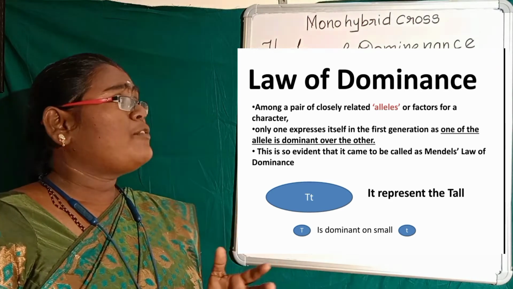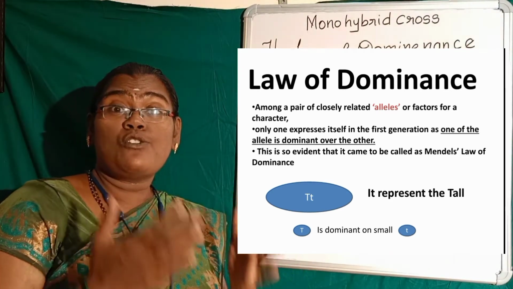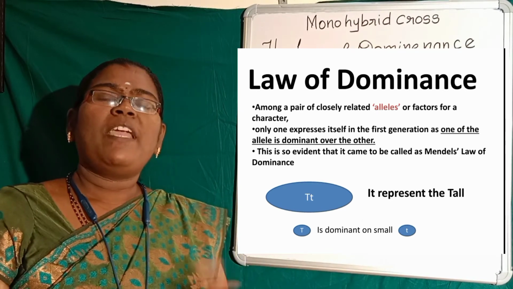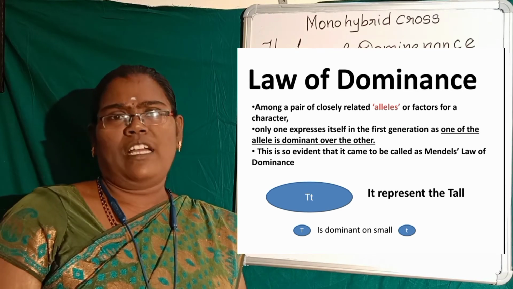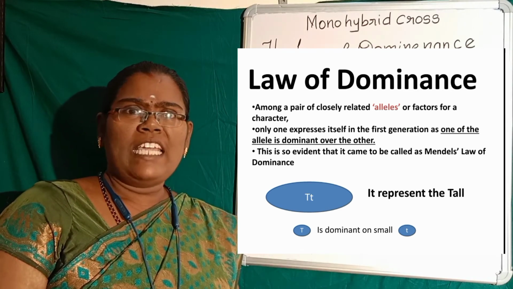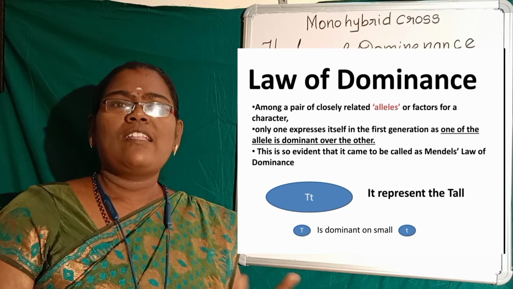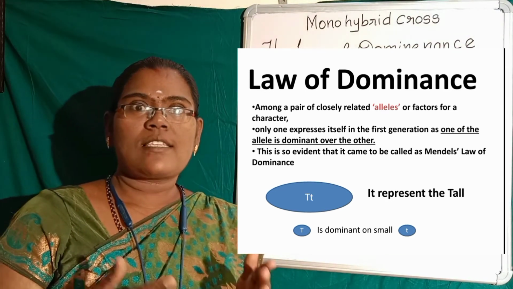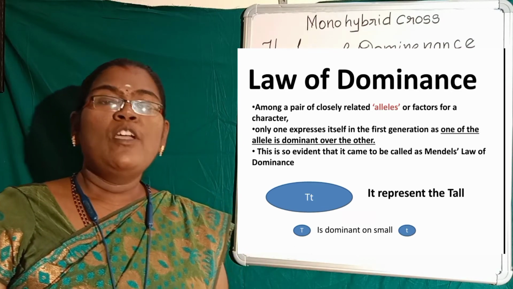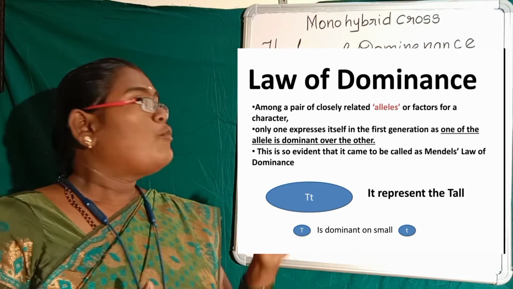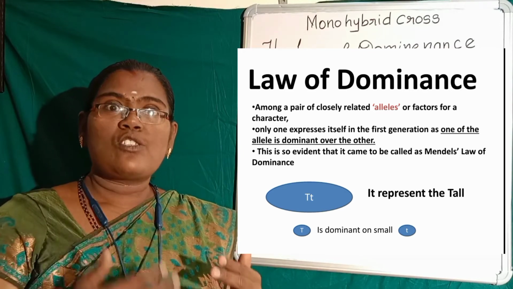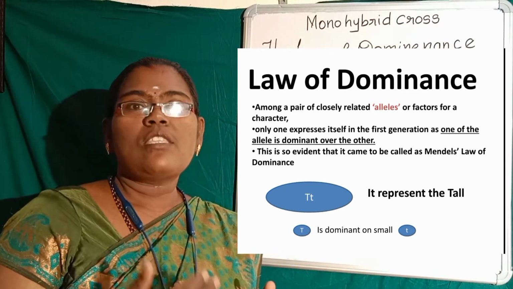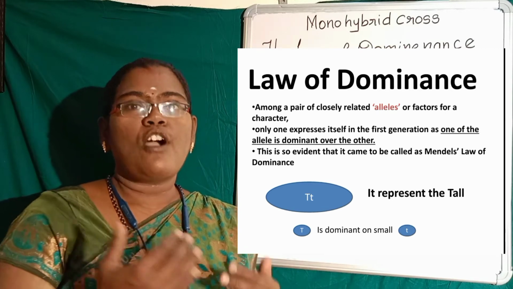Now, if these 2 factors are in the homozygous condition, there is no issue. Capital T means tall and small t means dwarf. But when it is in the heterozygous condition, at that time one allele has to show dominance over the other allele. This is known as the law of dominance.